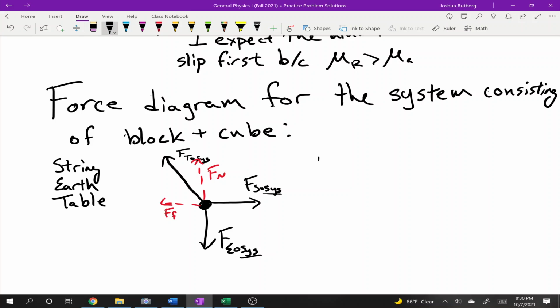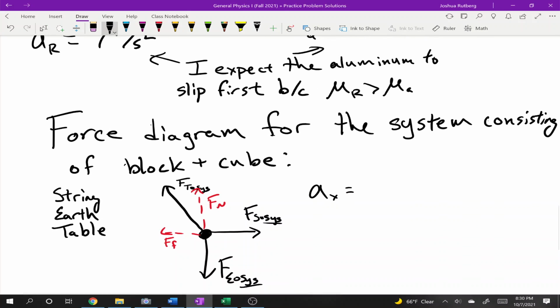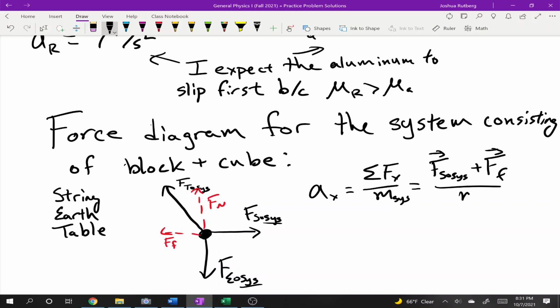And now let's get Newton's second law out of the way. So the acceleration in the x direction, which depends on which of the blocks I'm looking at now, because I've got the two accelerations earlier, is the sum of the forces in the x direction, divided by the mass of the system, is equal to the force the string exerts on the system plus the friction component of the force the table exerts on the system, divided by the mass of my system.